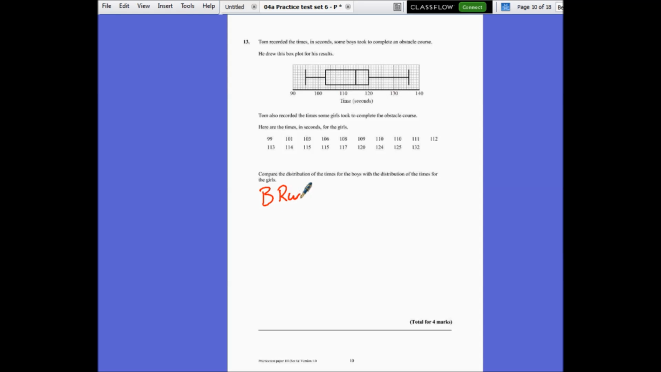Range: the top end of that box plot is at 136, and the bottom end is at 95, so their range must be 41. And looking at the girls' range, their biggest number is 132, and the smallest number is 99, so their range is 33.